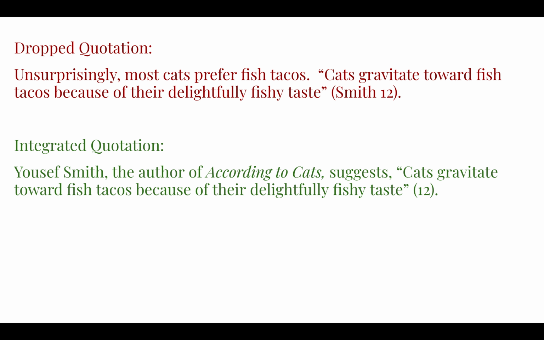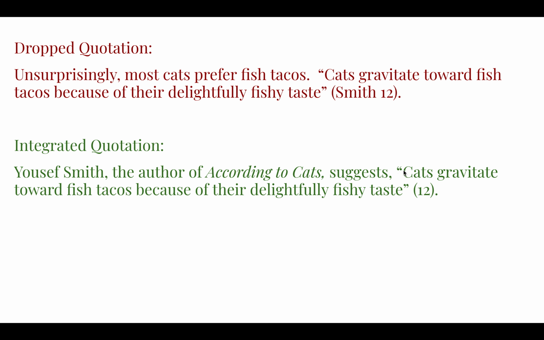So here we go. We have a little bit more information about the author here. The author of According to Cats. So we call this a signal phrase. It signals who the author is. And in this case, we even include some contextual information, the book it comes from. And then we have this verb here. So it could be suggests, implies, argues, and then comma. So this is a sentence that flows grammatically well and sounds good. Yusuf Smith, the author of According to Cats, suggests cats gravitate toward fish tacos because of their delightfully fishy taste.